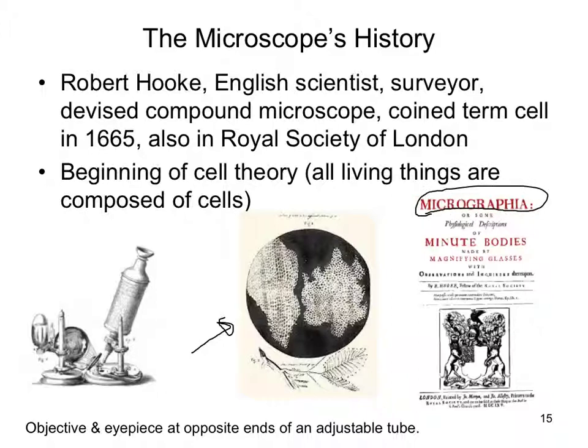So the cork is worth mentioning because based on his investigations of cork, he's the one that came up, or is credited with coming up, the term cell. Okay? And that was the beginning of what we call cell theory, or the idea or the truth that all living things are composed of cells. So he wrote about this in Micrographia, and also in Micrographia he documented many microbes.